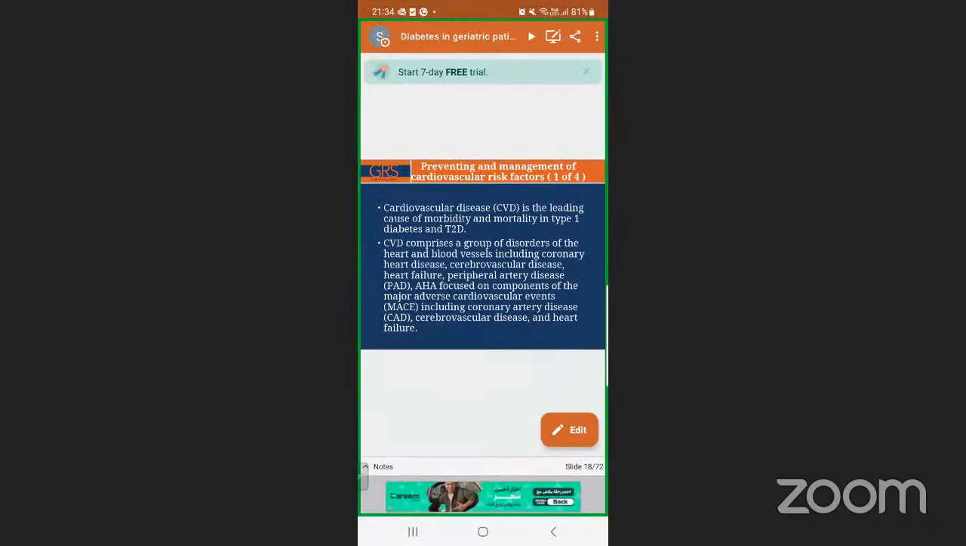I'm going to talk about prevention and management of cardiovascular risk factors. Cardiovascular disease is the leading cause of morbidity and mortality in type 1 and type 2 diabetes. Cardiovascular disease comprises a group of disorders of the heart and blood vessels, including coronary heart disease, cerebrovascular disease, heart failure, and peripheral artery disease. The American Heart Association focused on components of the major adverse cardiovascular events, including coronary artery disease, cerebrovascular disease, and heart failure.